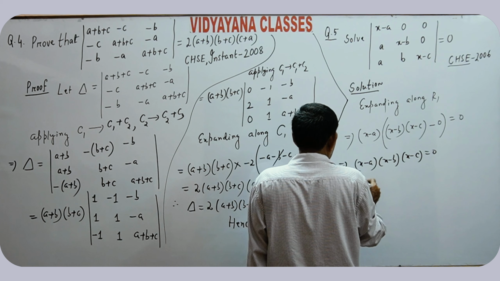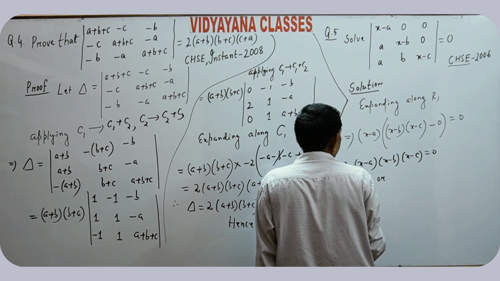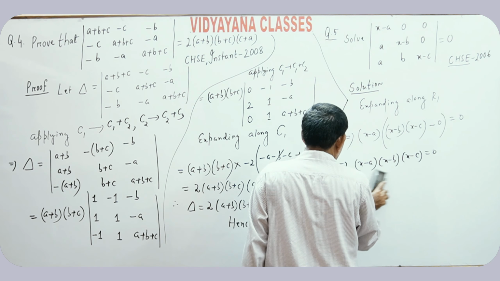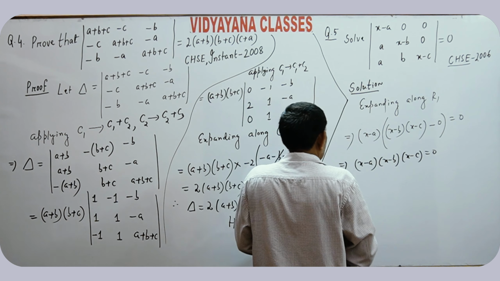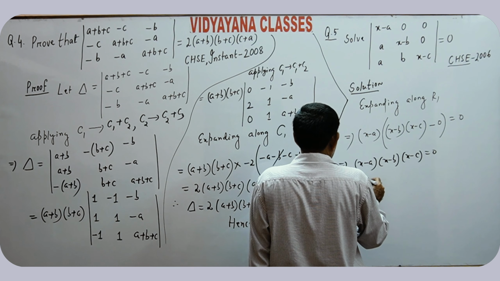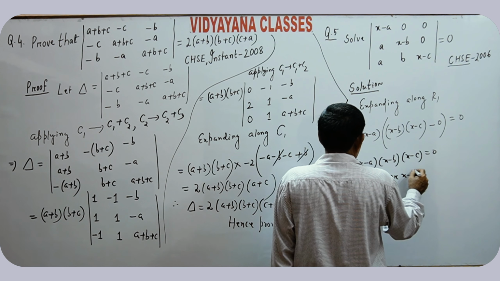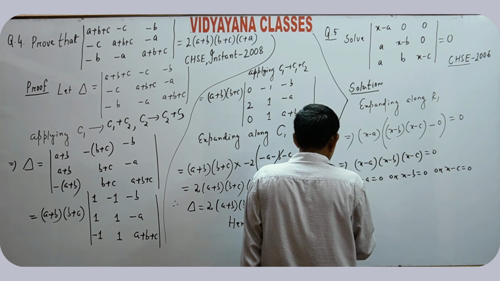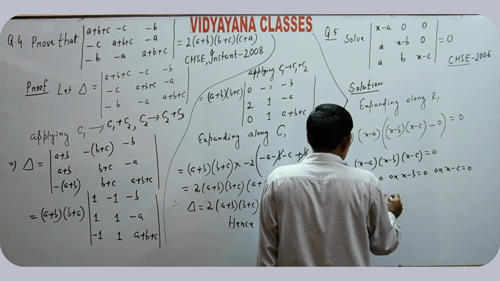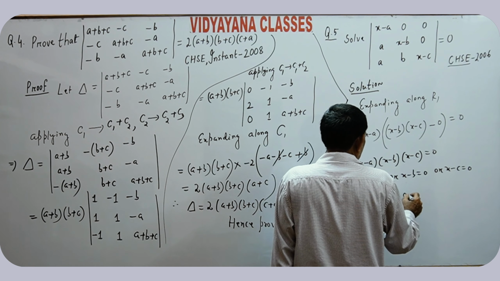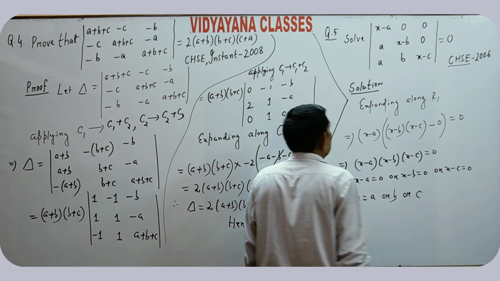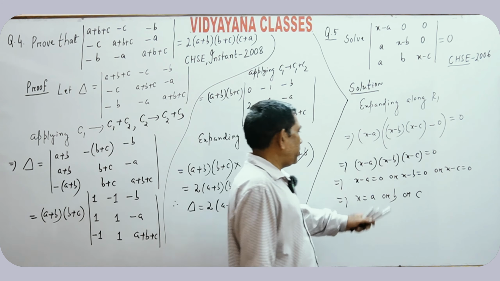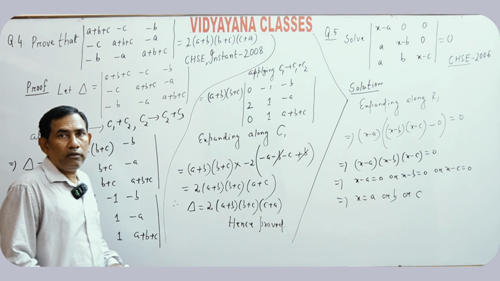Implies x is equal to a or b. x minus a is equal to 0 or x minus b is equal to 0 or x minus c is equal to 0. Implies x is equal to a or x is equal to b or x is equal to c. The value of x is a or b or c. Clear?